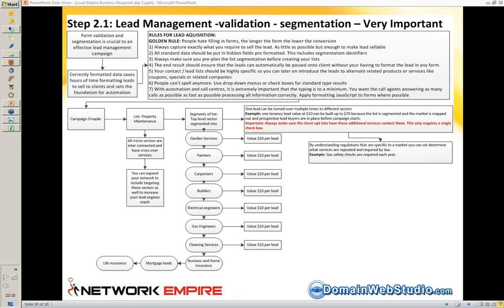Three things: validation, segmentation, think through the story. Okay, and then it's qualifying the person. What do these people really want?